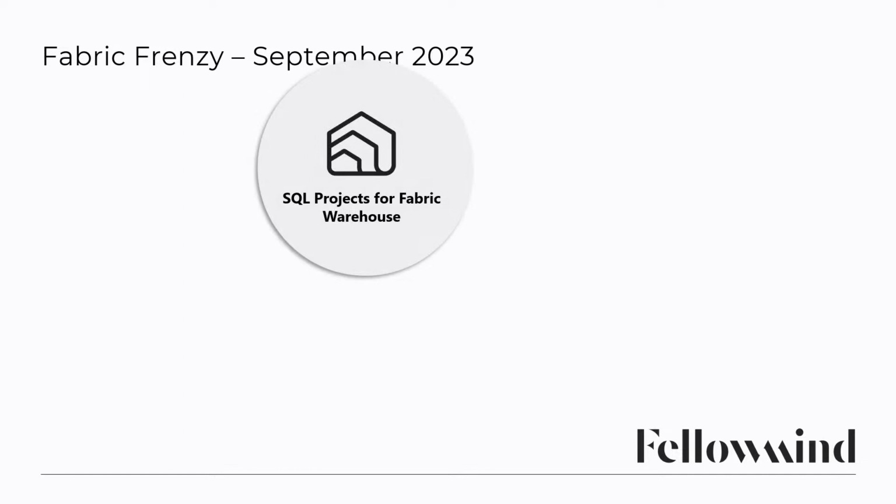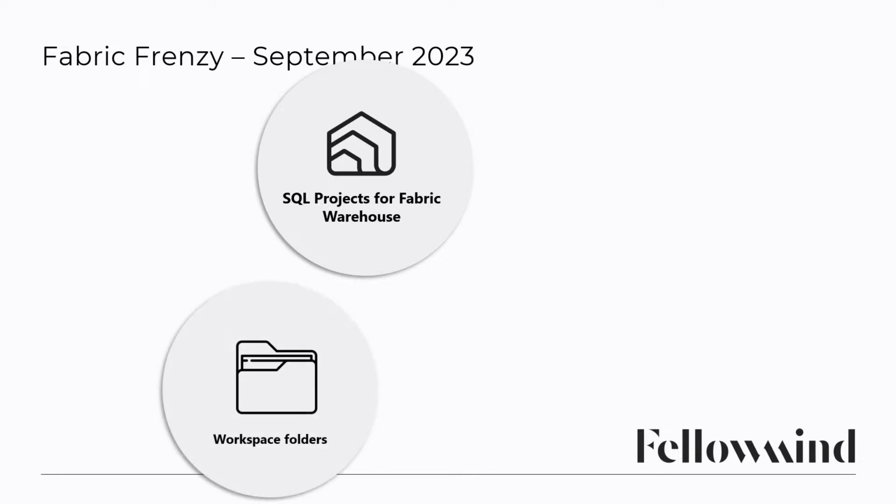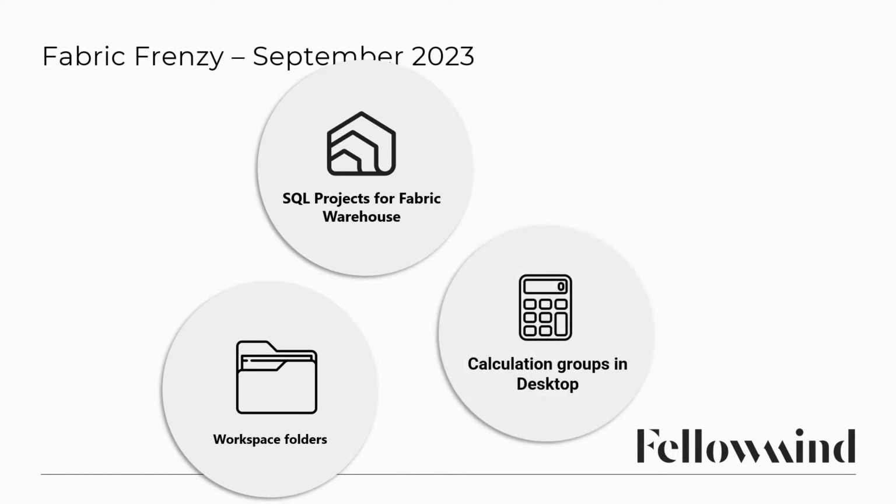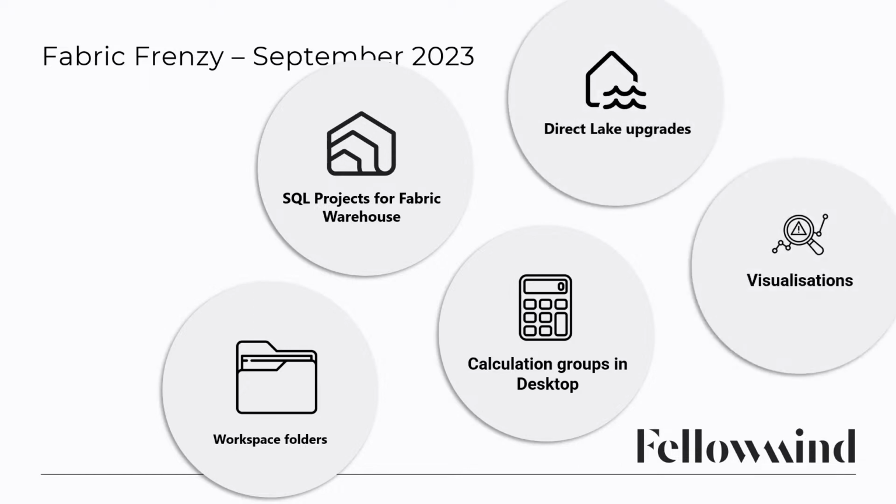So before we talk about those, we also got some news that are already here. We got SQL project support for Fabric warehouses. We got the new workspace tables that are part of these to come features. Then we have calculation groups for desktop, upgrades to the Direct Lake, and finally a North Star, a direction for visualizations. So a lot of interesting things, features that you can go in and play with today, but also features that we still have to wait a bit more to use in the near future.